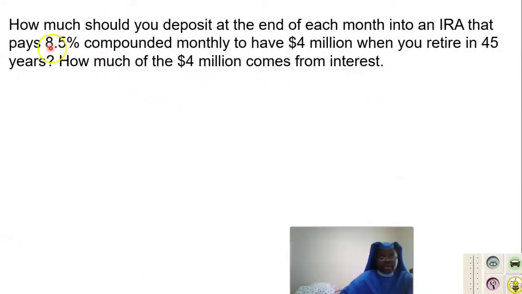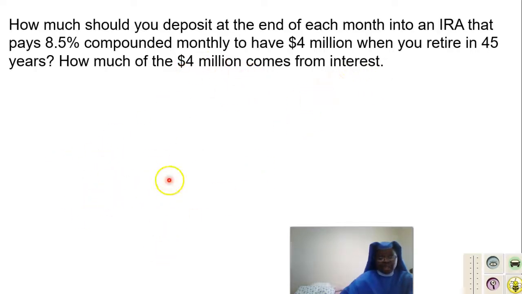Alright, so we're going to look at the problem. How much should you deposit at the end of each month into an IRA that pays 8.5% compounded monthly to have 4 million when you retire in 45 years? So this is the plan. I'm going to retire in 45 years, and after retirement I would like to have 4 million in my account. That will determine how much I need to put in, and then how much interest I will get out of it.